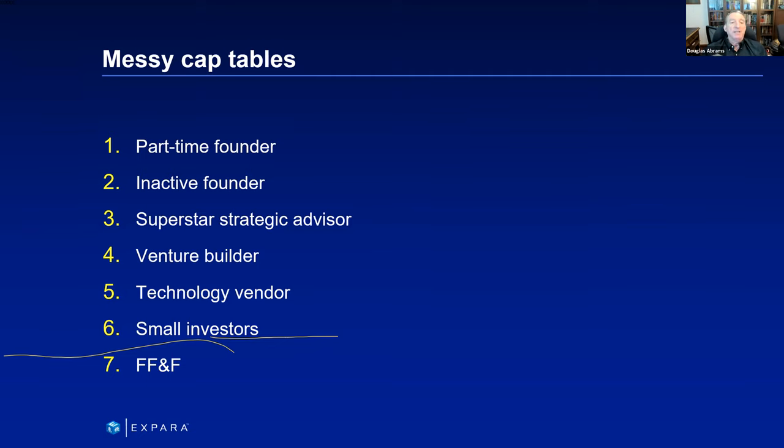The third mess that we see in the cap table is what I call the superstar strategic advisor. By definition, they're not a founder because they're just an advisor, but they have a founder-sized stake in the company. This is also going to create problems in our cap table, because the operative principle for equity distribution is that only full-time founders and financial investors should have a significant equity stake. Since a superstar strategic advisor is neither of those, they shouldn't have a full founder's size equity stake. But especially in Southeast Asia startups, we do see this.